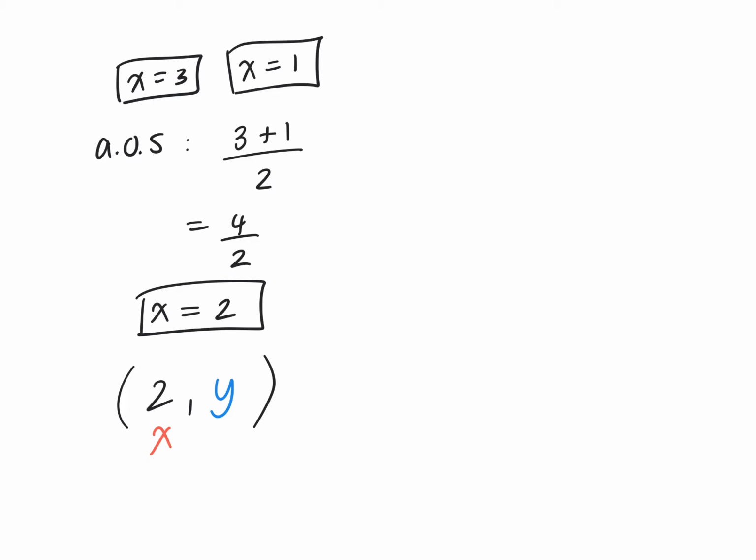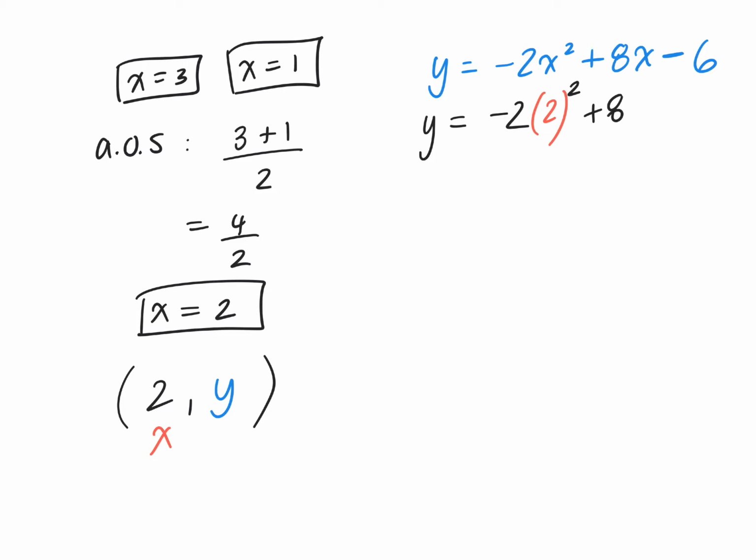How do I find the y coordinate of the vertex? Plug that into the original equation, which was y equals negative 2x squared plus 8x minus 6. Don't forget I changed it. And we're going to replace x with 2. Don't forget your brackets and BEDMAS. You have to simplify your exponents first. So this is first. 2 squared is equal to what?